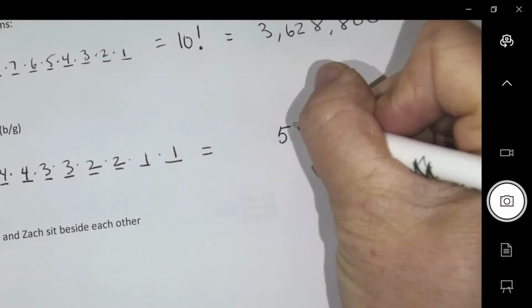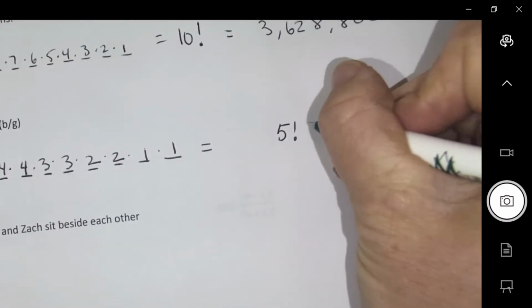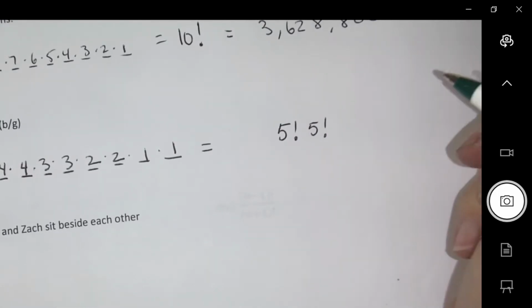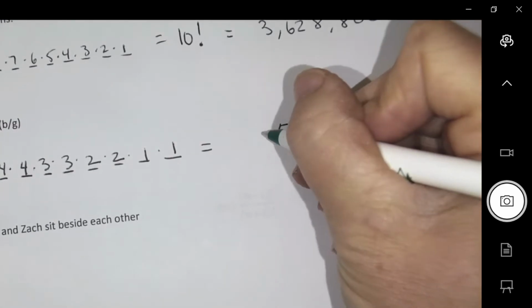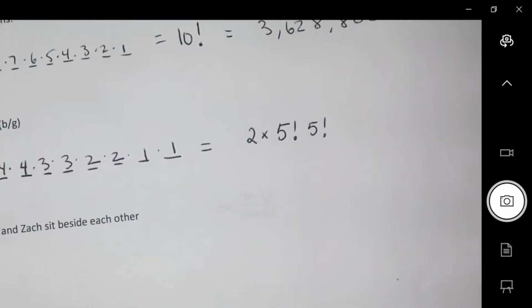The boys would be 5 factorial. The girls would be 5 factorial. And I need to times it by 2 because I could have either started with boy or I could have started with girl. So that means that in my position 1 there was 2 options. That's why that was a 10.